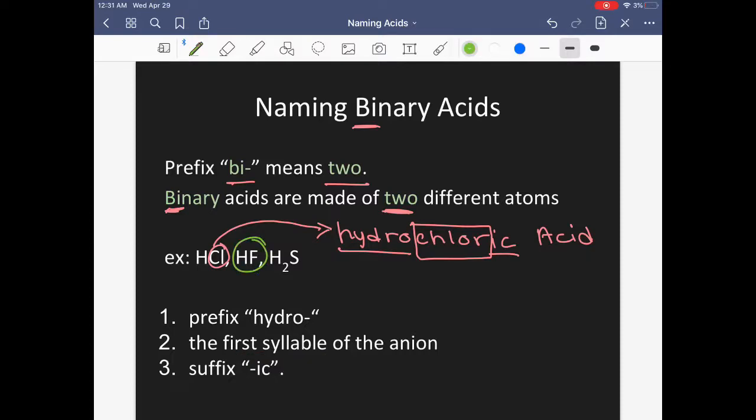All right, and then looking at the second example here, you have HF. There's two different elements here, letting me know that it's a binary acid. So we're going to start with our prefix hydro, and then the first syllable of our anion, which is your fluorine. So you've got fluor, and then ending in your suffix -ic: hydrofluoric acid. There again is your prefix, your first syllable, and your suffix.